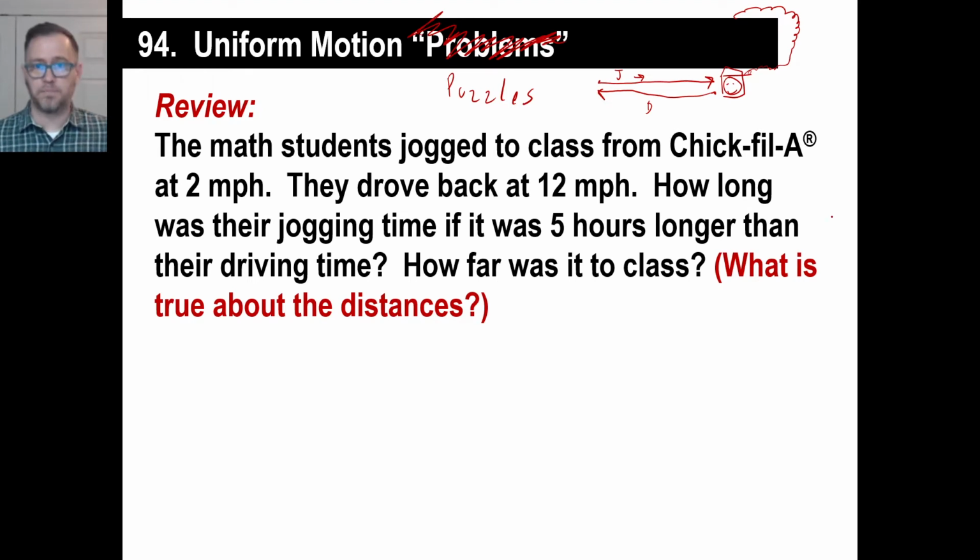Well, we just got to figure out four equations, right? So they jogged to class from Chick-fil-A at 2 miles per hour. What are you doing leaving Chick-fil-A? Shouldn't be doing that. Anyway, they jogged at 2 miles an hour. So immediately you go, okay, the rate of jogging is 2. That's one equation. 1 down, 3 to go.